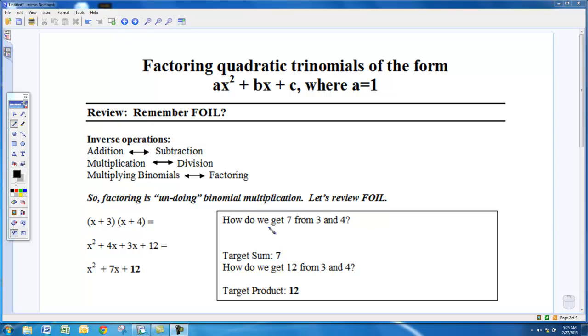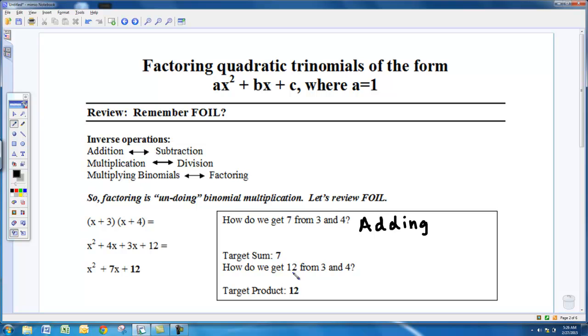Let's go over here for a minute. How do we get 7 from 3 and 4? Well, that would be adding. So when we're factoring, we're going to call 7 the target sum.